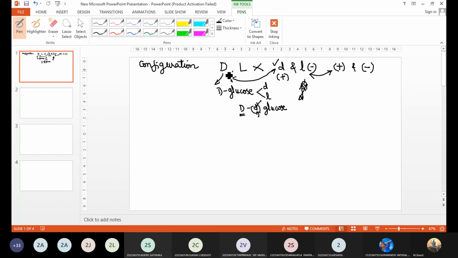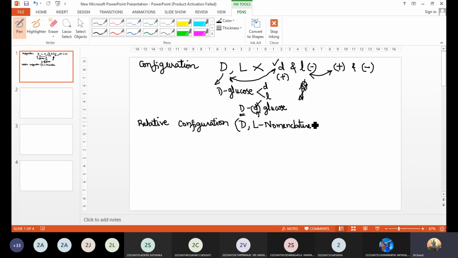and capital D and L are for D-glyceraldehyde and L-glyceraldehyde. That's why this type of configuration is called the relative configuration. Am I clear here? Yes, ma'am. So this is the relative configuration. Relative means what? Relative configuration is also called DL nomenclature.